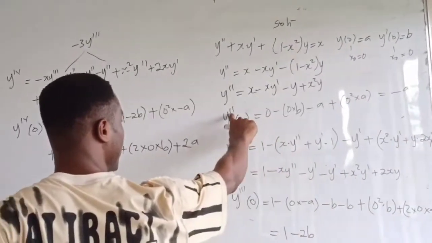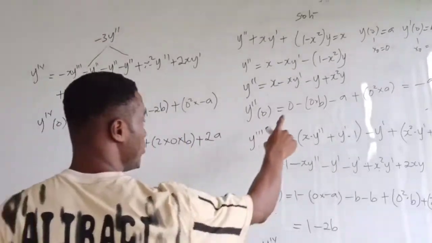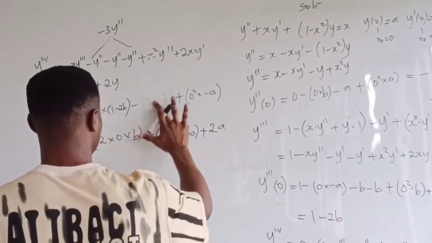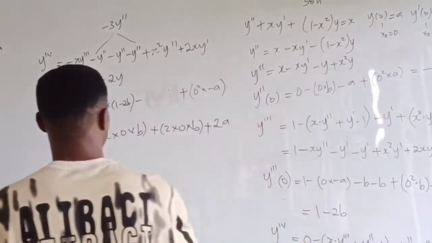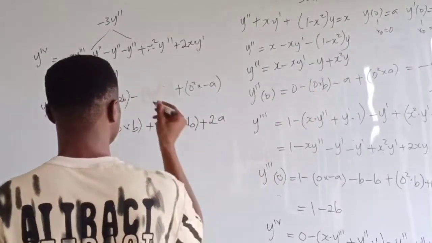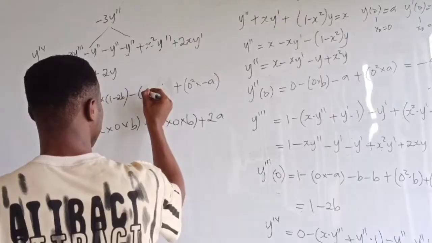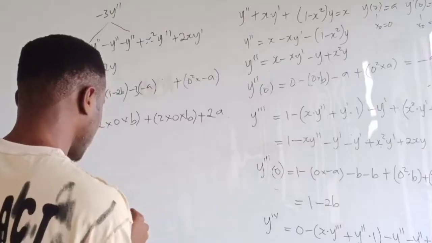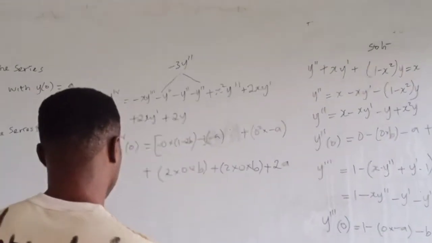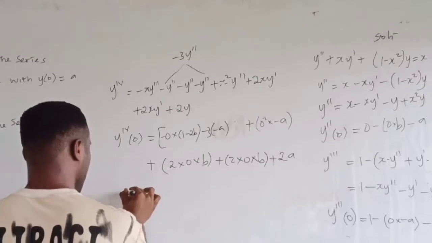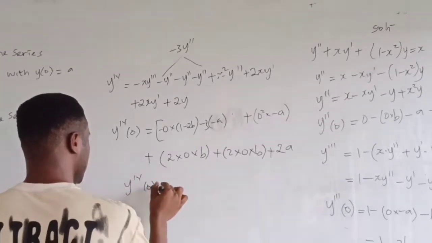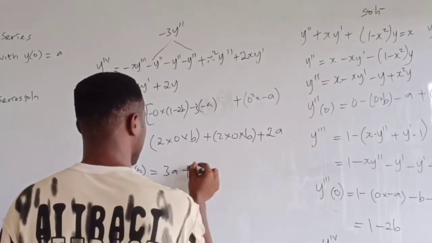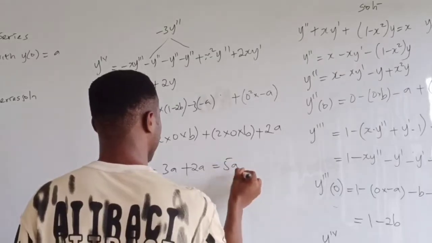Okay, our y prime prime was supposed to be negative a. It was supposed to be negative a, so we have negative a. Okay, so that was the mistake there. So bringing out our whole solution gives us y of 0, of course, is equal to 3a plus 2a, which gives us 5a.